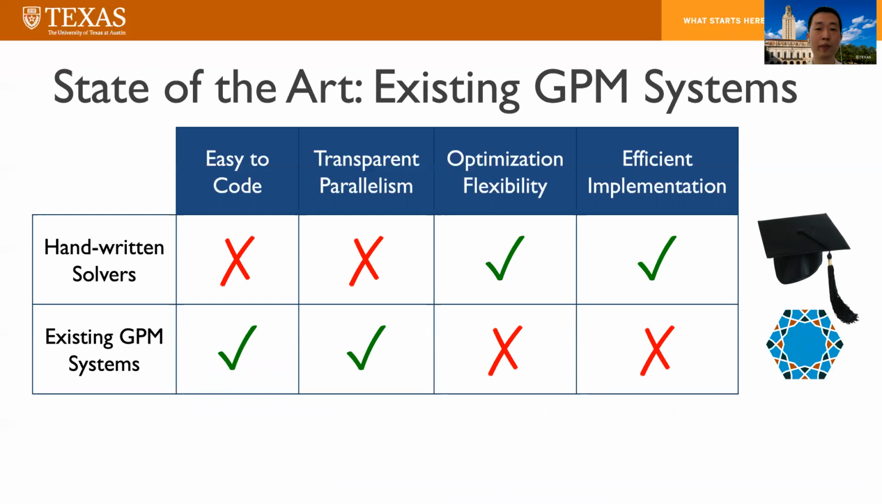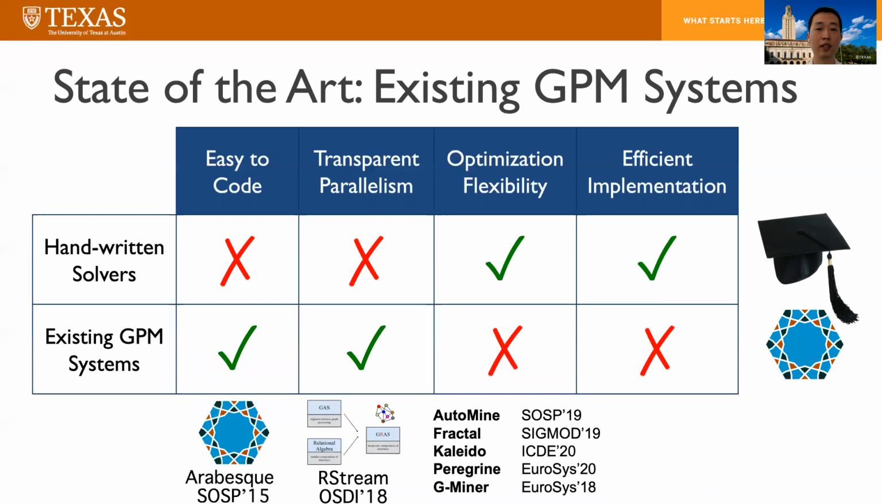To improve programmability, many GPM systems have been proposed. Here I list several representative GPM systems. They implement common functionalities for different problems and provide simple interfaces to the programmer. Meanwhile, the systems take care of the parallelism, and the user only needs to write operators for each embedding in a sequential way. The user program is then transparently parallelized on the targeted platform.